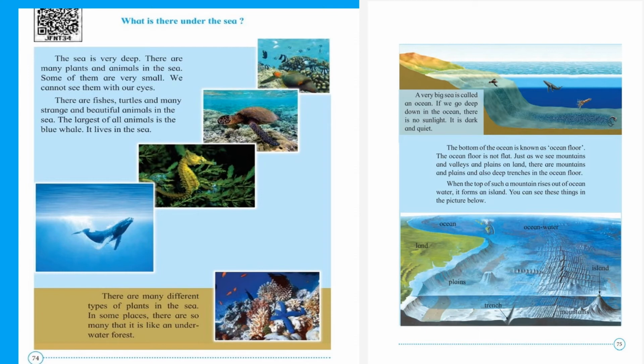The mountains are rising high and then the plains are flat and there are deep trenches. And see the mountain, top of the mountain is rising up to the top of the water, and then it looks like the land is surrounded by water on all sides. That is what we call an island.